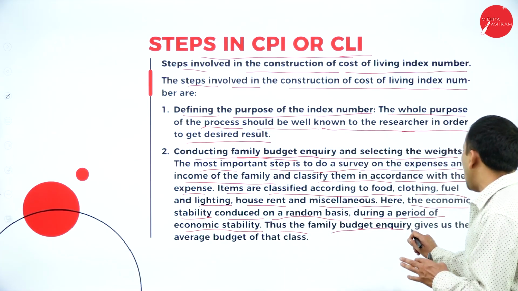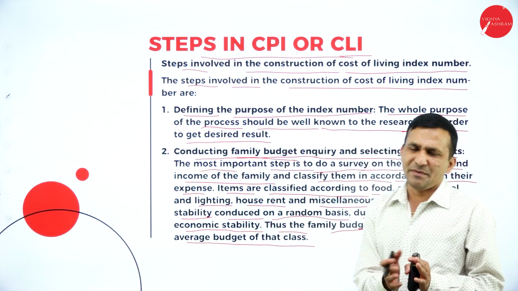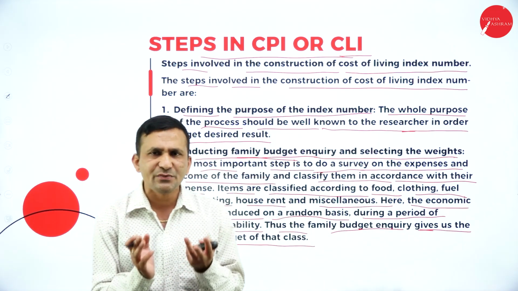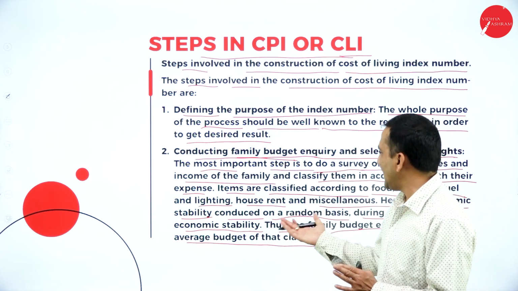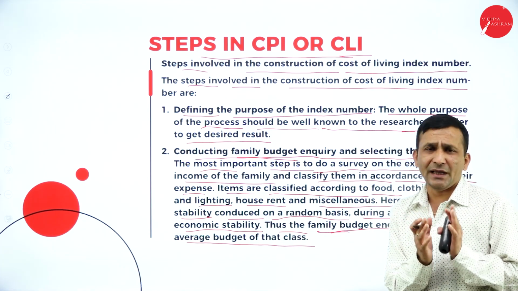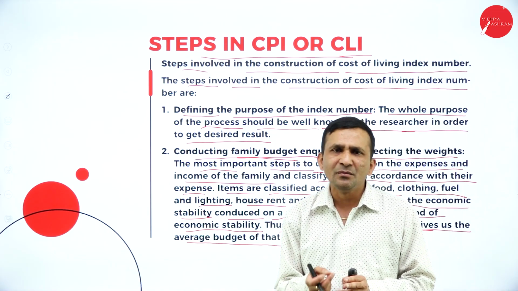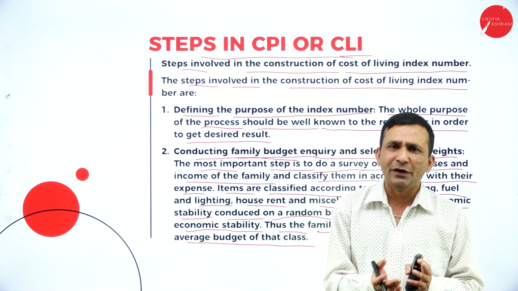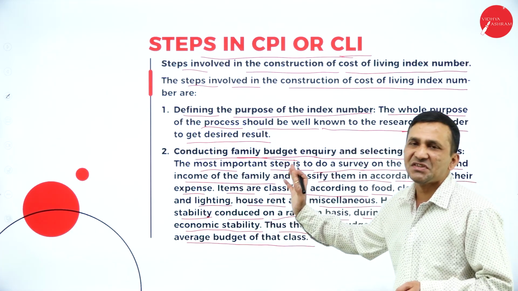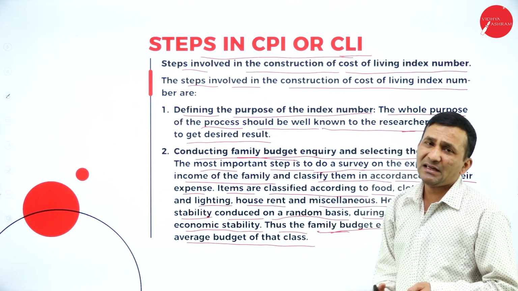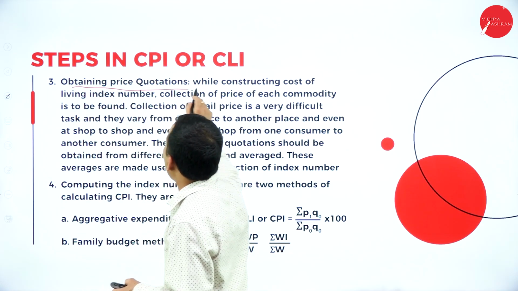Thus, the family budget inquiry gives us the average budget of each class, because we identified three classes: high level, middle level, and low level. Families in the high income group always spend on luxury items, only branded. So that is what we need to study, the information required for fixing salary, wages, and allowance. And the third step is obtaining price quotations.